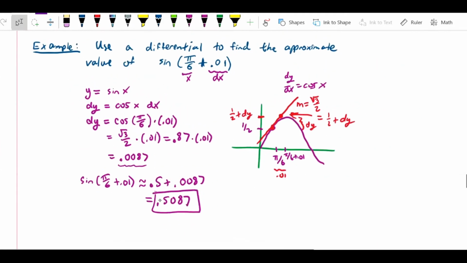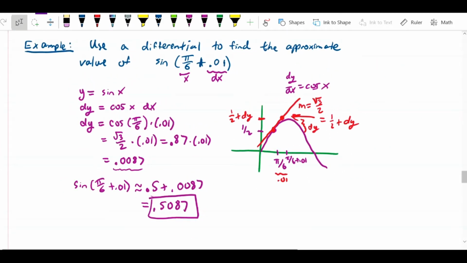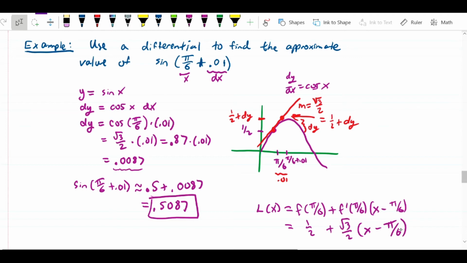And just note that what we could have done, equivalently, is simply say that L of x at the point x equals pi over 6 is equal to f of pi over 6 plus f prime of pi over 6 times x minus pi over 6, which in this case would be 1/2 plus root 3 over 2 times x minus pi over 6. And you'll see that if I simply plugged in pi over 6 plus 0.01 in place of x and then performed this calculation, I would have gotten exactly the same place. That's because this itself is just the differential dy.